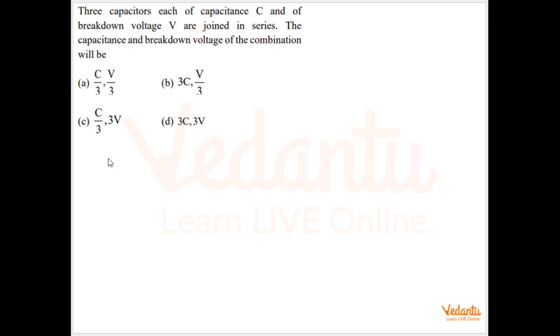Next is this question. 3 capacitors each of capacitance C and breakdown voltage V are joined in series. The capacitance and the breakdown voltage of the combination will be what? Beta, in this case I have one capacitor, 2 capacitors and 3 capacitors joined in series, C, C and C. Each of their breakdown voltage is V, V and V.